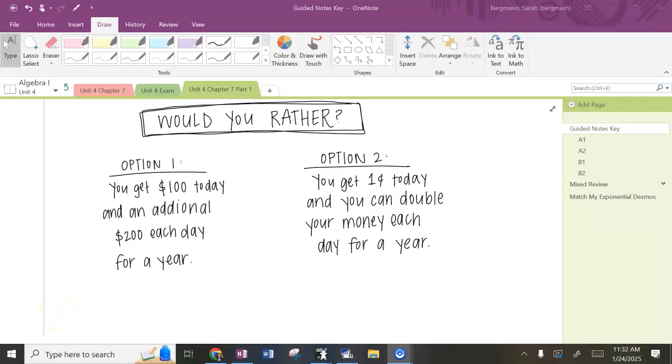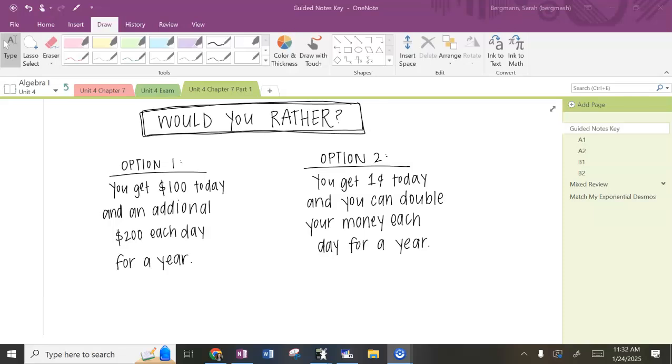Hey everyone, today we're going to start learning about all the applications of everything we've been learning with exponential functions. So basically what I did was I took all the word problems from what we've been talking about and grouped them all at the end here. But before we get into that, we're going to start with a little would you rather question.